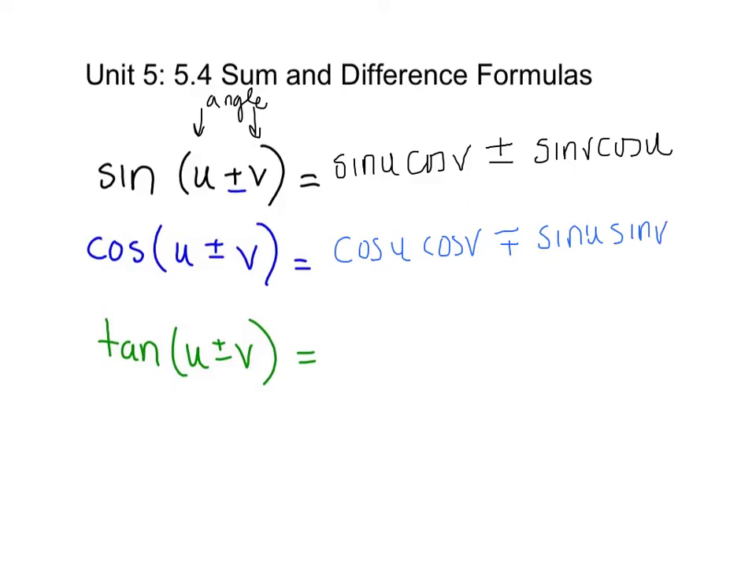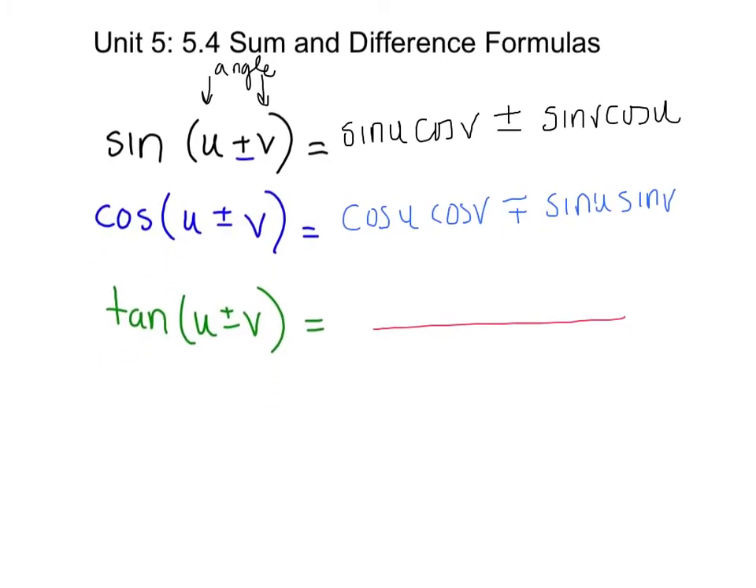Okay, tangent is a little more complicated. This is why you're going to be really glad that you have these and you don't have to memorize them. On the numerator, we have tangent U and tangent V, and then the sign in between them is the same sign on the top. On the bottom you have a 1, and then you have tangent U times tangent V, and then the sign between them is the opposite. So these are your sum and difference formulas.